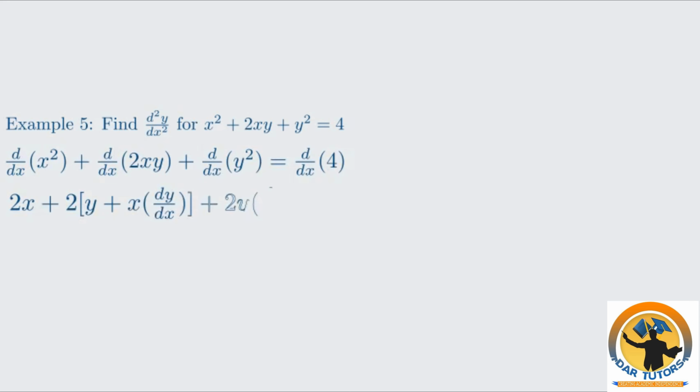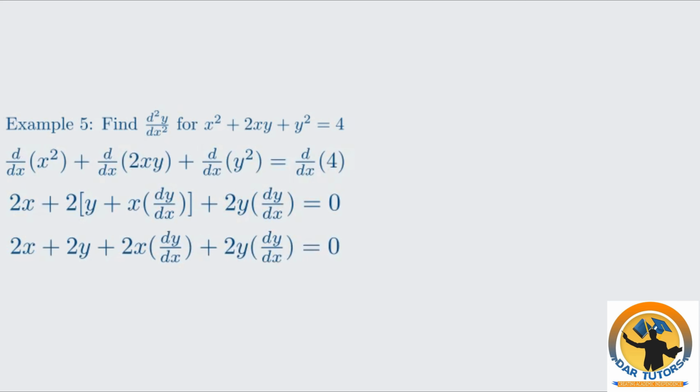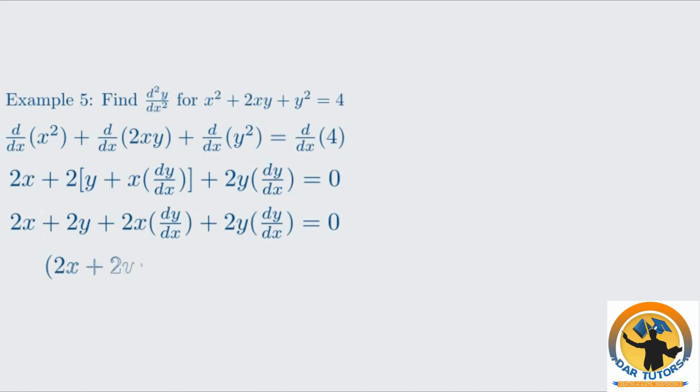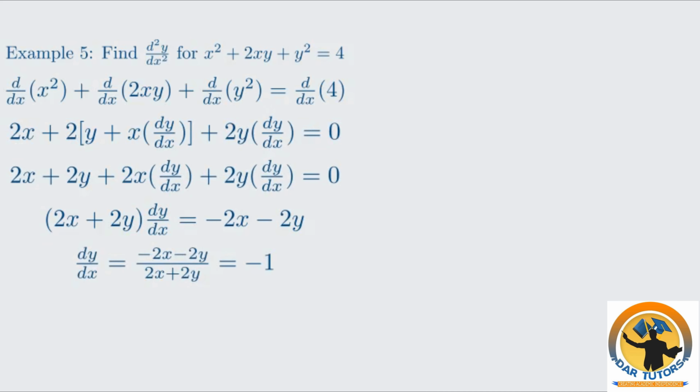Differentiating each term with respect to x, we get 2x plus 2 times the product rule for xy, plus 2y dy/dx equals 0. This simplifies to 2x plus 2y plus 2x dy/dx plus 2y dy/dx equals 0. Grouping terms and solving for dy/dx, we find that dy/dx equals negative 1.